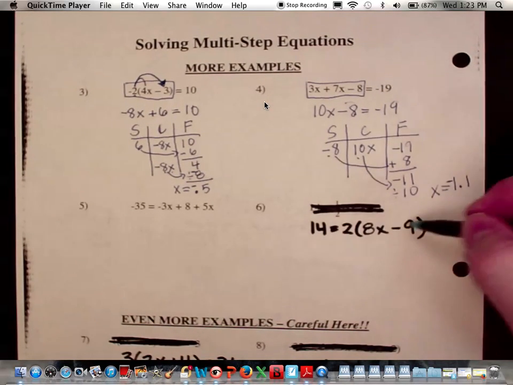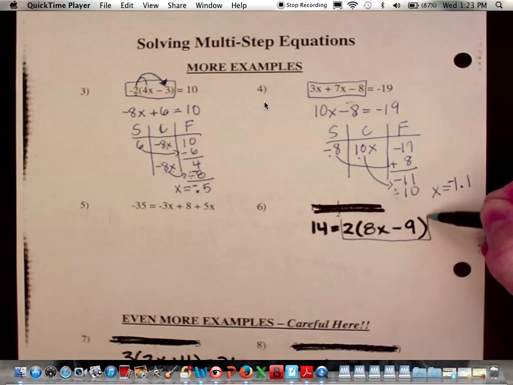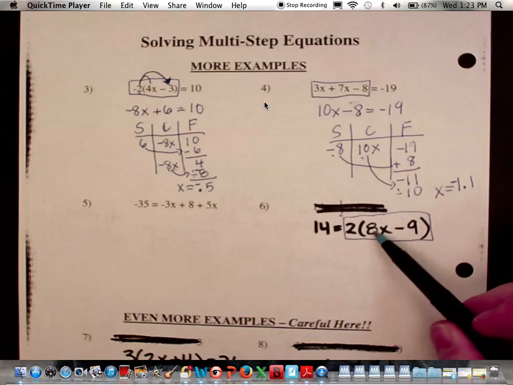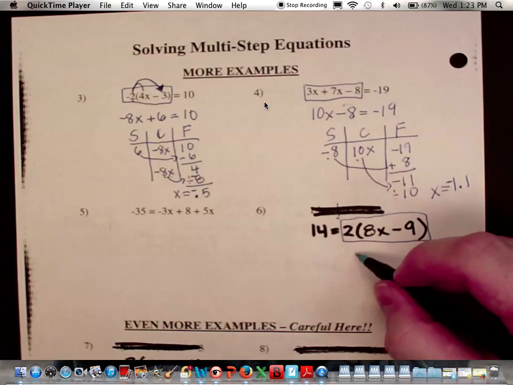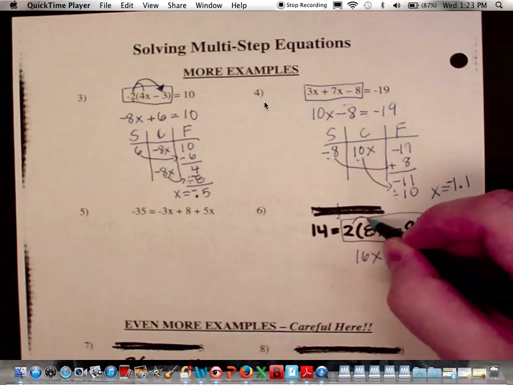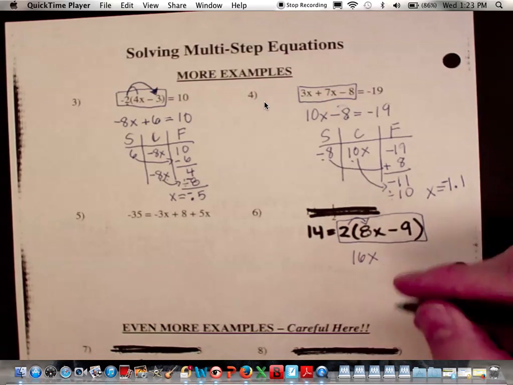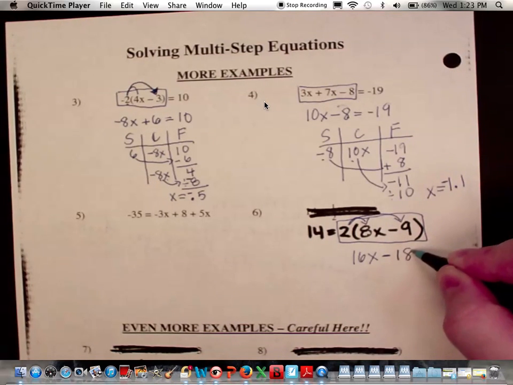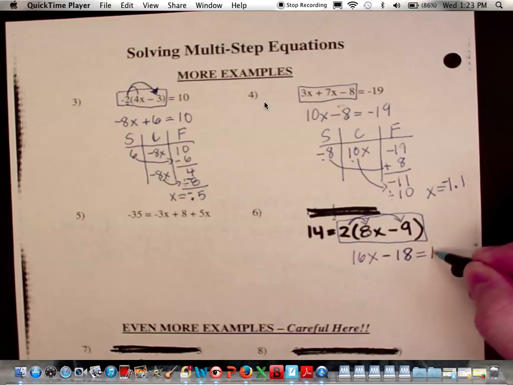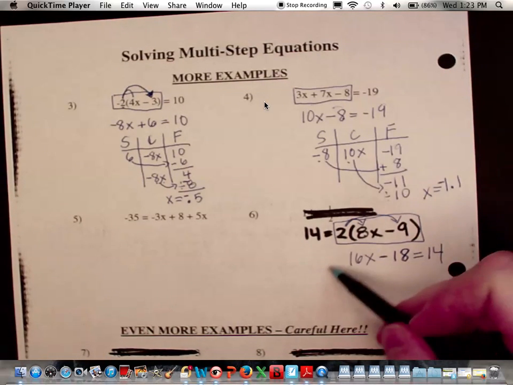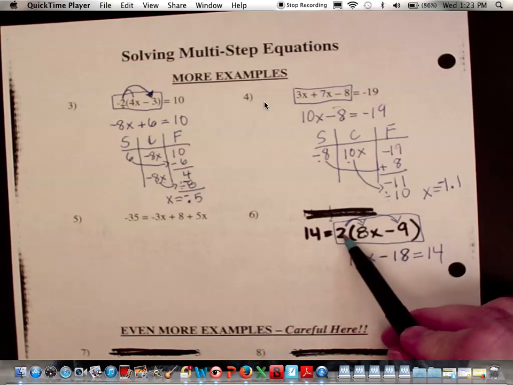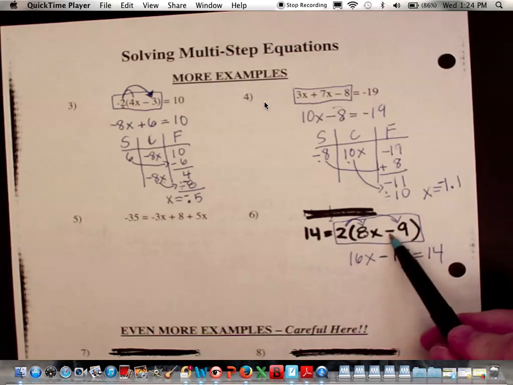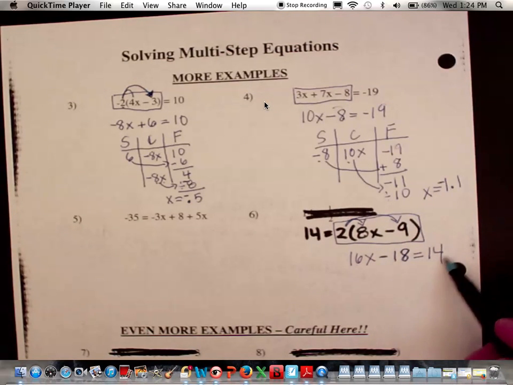If I look at number 6, it's written kind of backwards, but I know this right here is the distributive property. So I need to distribute. I do 2 times 8, which gives me 16x. Then 2 times negative 9, which is going to give me negative 18. I can still put equals 14 there, or I can put it back here, it does not matter. So 2 times 8 gives me 16x, 2 times negative 9 gives me negative 18, and it all equals 14.